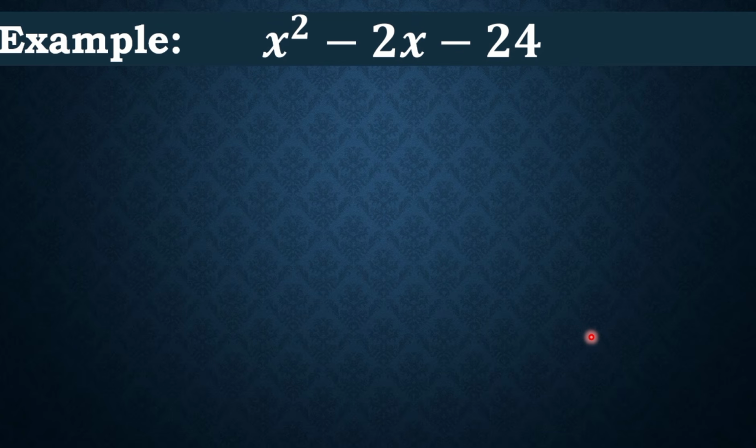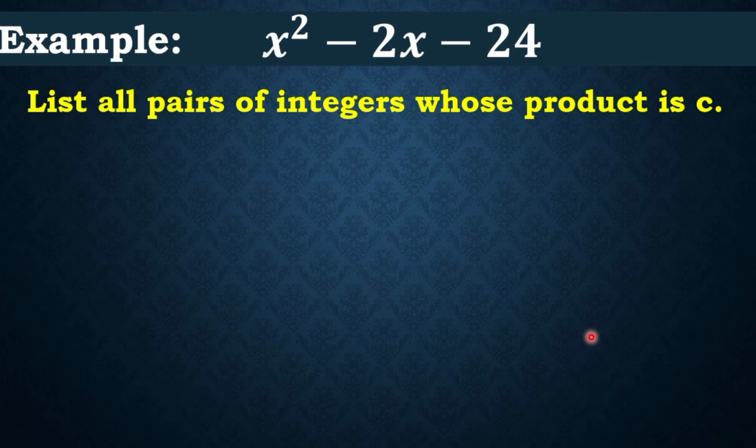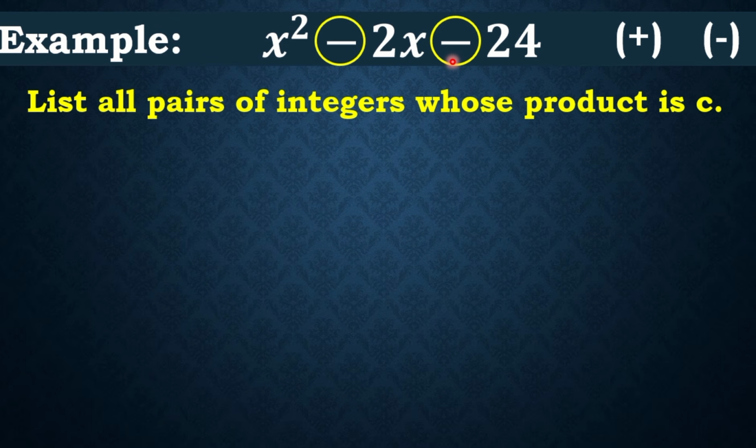Okay? Next. I have here x squared minus 2x minus 24. So, kunin natin lahat ng pair of integers ni 24. But, ang titingnan muna natin ito. Since minus to, ibig sabihin, dapat ang pair of integers mo isang negative, isang positive. Okay? So, now, paano natin malalaman kung saan, since dalawang integer sila, saan doon yung positive at alin doon yung negative? So, dito tayo titingin.